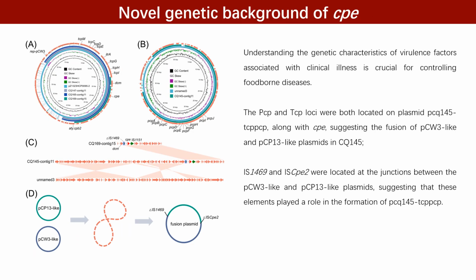The PCP and TCP loci were both located on plasmid pCQ145-TCP-PCP, along with CPE, suggesting the fusion of PCW3-like and PCP13-like plasmids in CQ145. IS1469 and ISCPE2 were located at the junctions between the PCW3-like and PCP13-like plasmids, suggesting that these elements played a role in the formation of pCQ145-TCP-PCP.